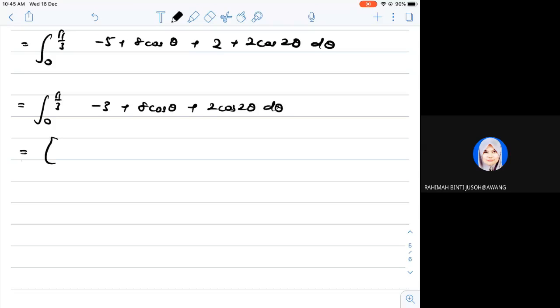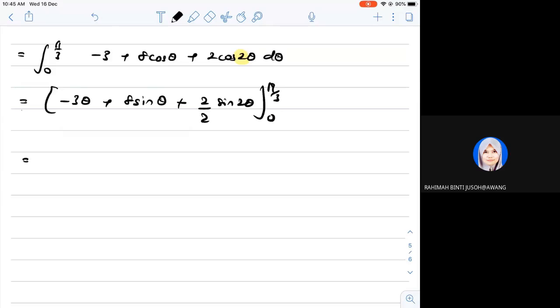Now let us integrate. Negative 3 theta plus, integrating cos we get sine, so 8 sine theta, plus 2 divided by 2, because we have coefficient 2 here, so bring it down. Integrating cos we get sine 2 theta. So we have pi over 3 and then 0. Substitute everything with pi over 3. So we will have negative 3 times pi over 3.